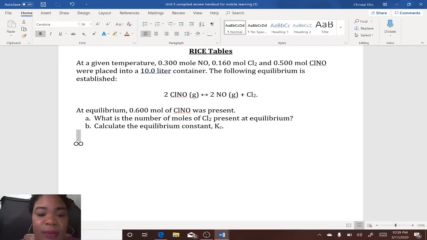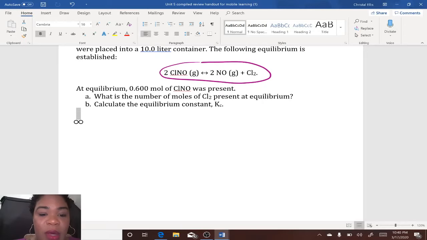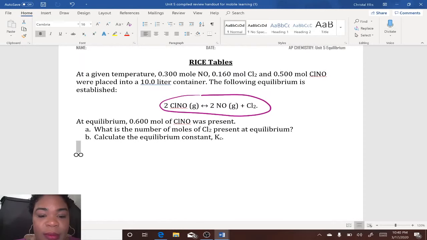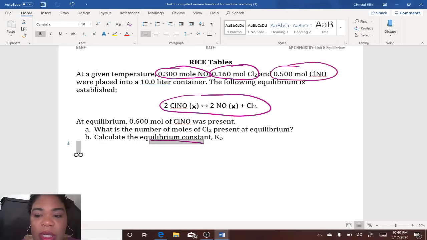At equilibrium, so here's the reaction equation. At equilibrium, we have 0.6 moles of ClNO present, and it's asking what is the number of moles of Cl2 present at equilibrium. And then we're calculating the equilibrium constant Kc. All right, so we're going to annotate the moles of Cl2, moles of ClNO, and 10 liters, that's our volume.